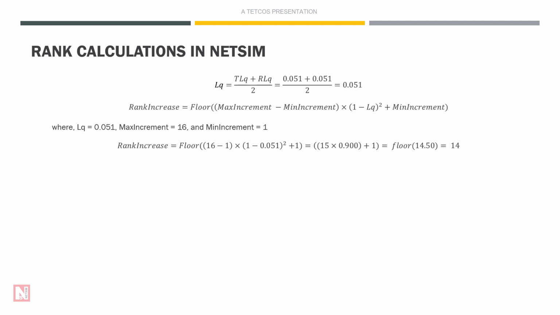Now, we compute the final rank of S2. We add this rank increase to the rank of the parent node, which is the root. The root has a rank of 1. So, rank equals 14 plus 1, which is 15.